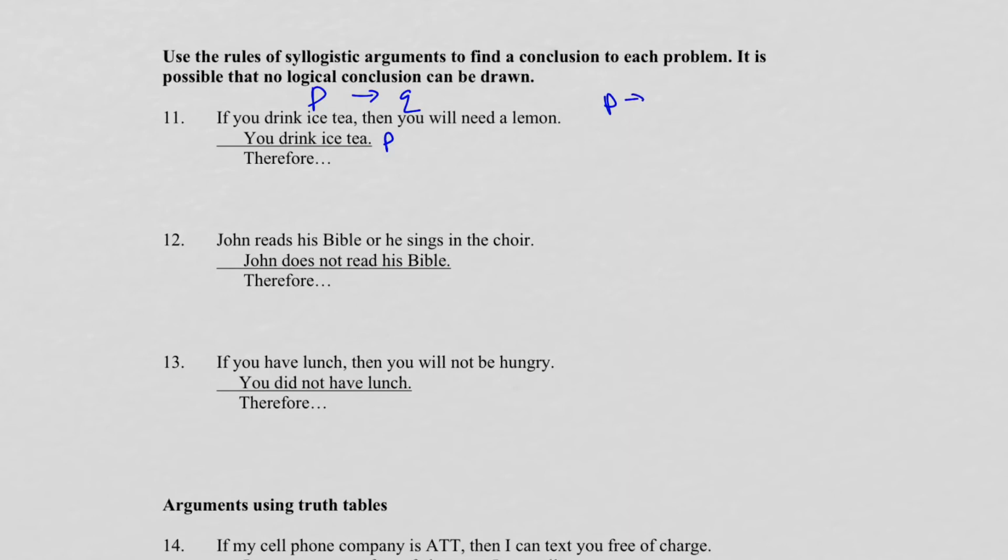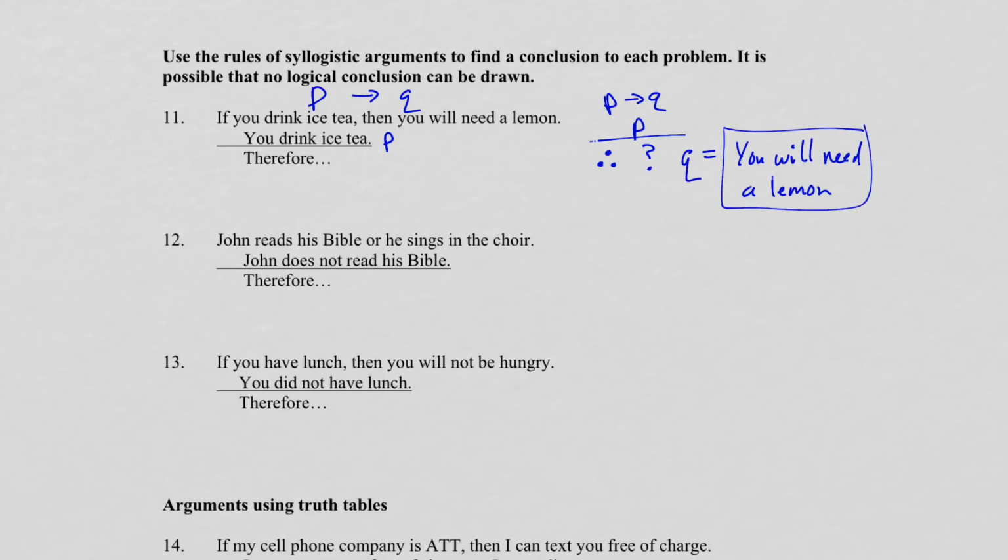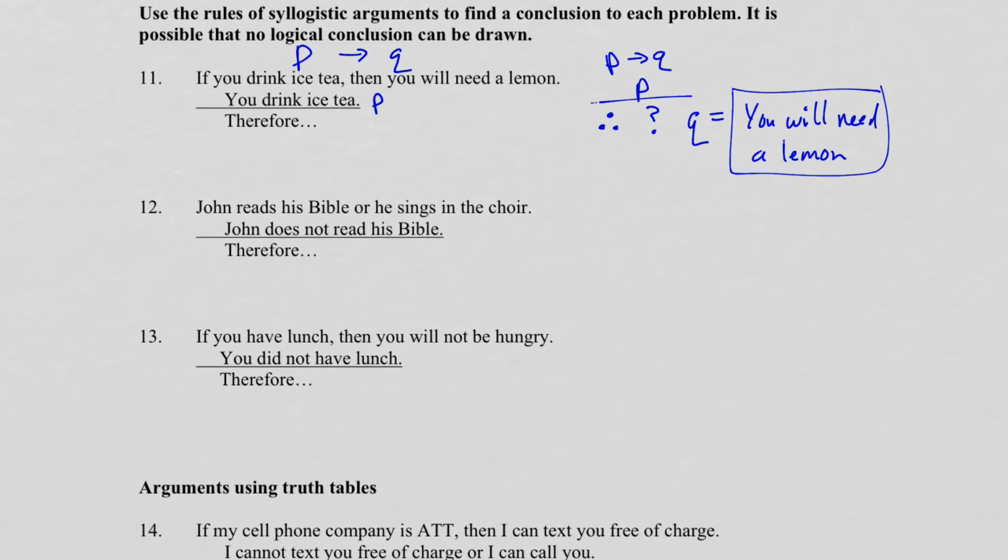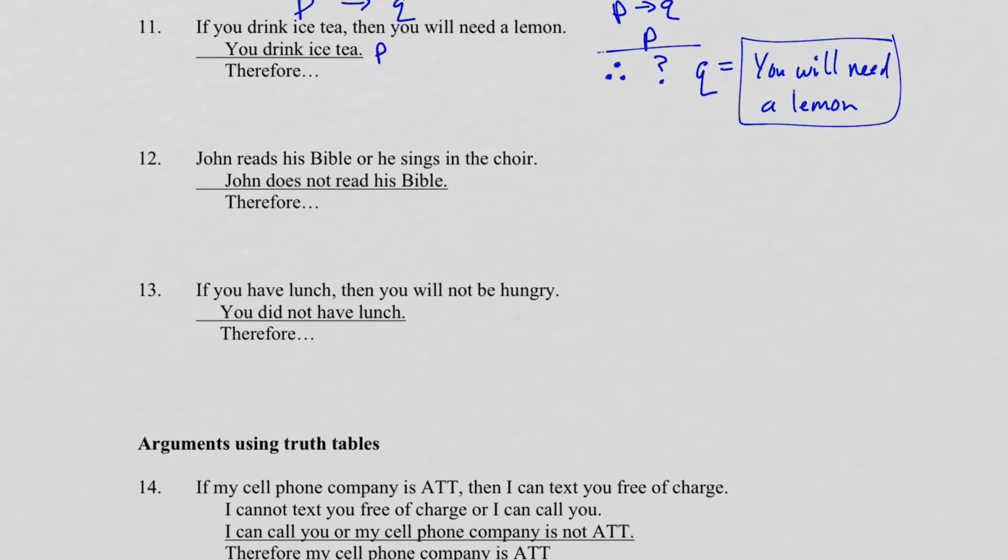Okay, so if we put this over here, the question is, what are you going to write right there for it to be valid? So you go to your arguments. If you look at argument number 1, we're supposed to conclude Q. And Q is, you will need a lemon. Okay? Okay, so we're coming to valid conclusions based on our arguments.